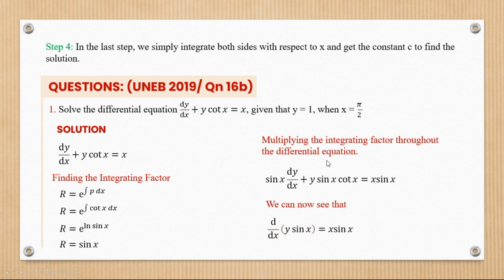We can see that this is actually a derivative of d/dx of (y sin x). And how did we do that? We remember from our formulas that it's just a derivative of y times r, which is the same as y times sin x, because r is sin x. It's as simple as that. So now we'll have d/dx (y sin x) = x sin x, which is the value on the right hand side. Alright, so the next step is to integrate both sides.